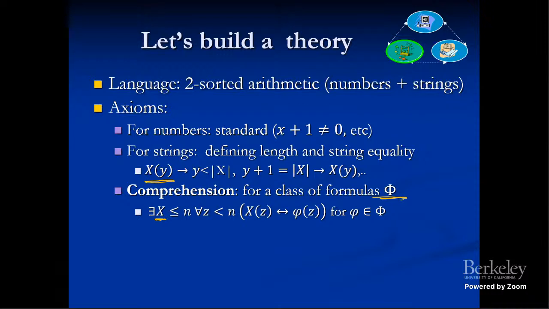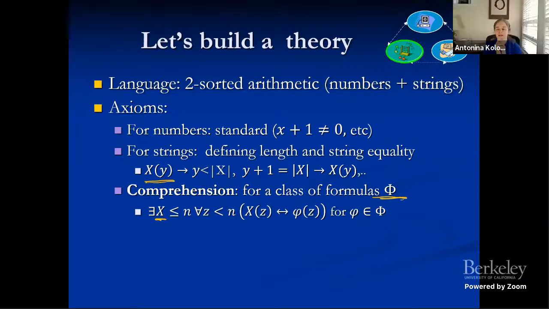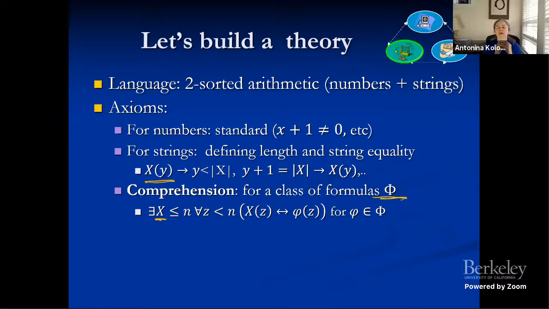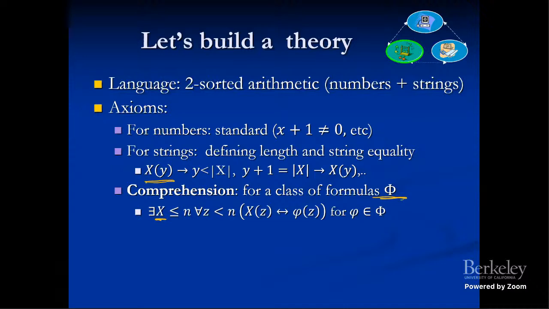Can I ask you a quick question? Please. X of y, what does that notation mean? Is x a string here and y is a number? It's the y-th bit of x when x is treated as a string. Okay. So you interpret one as true and zero as false. Another way of thinking about it is x is a set and x of y means y is in the set x. I see. Okay. And comprehension, you're saying there exists a string x. X is a string variable.